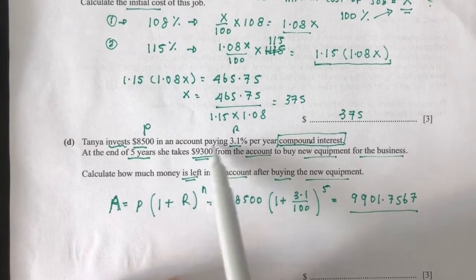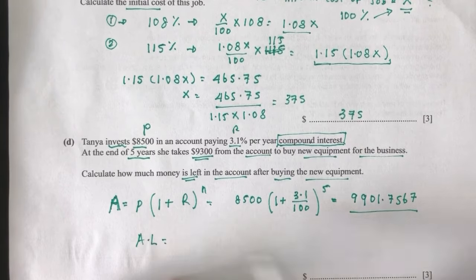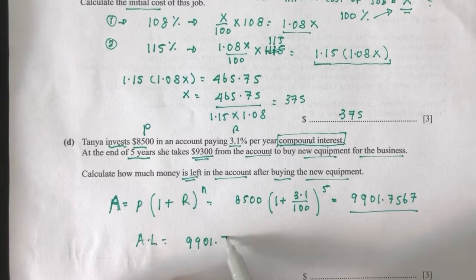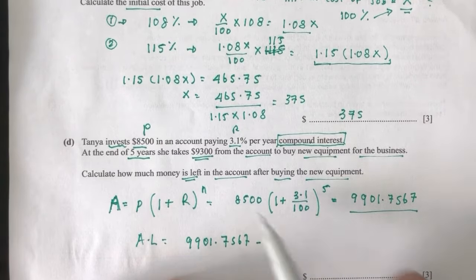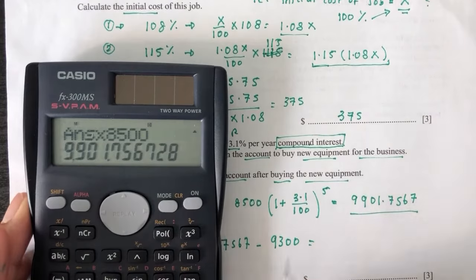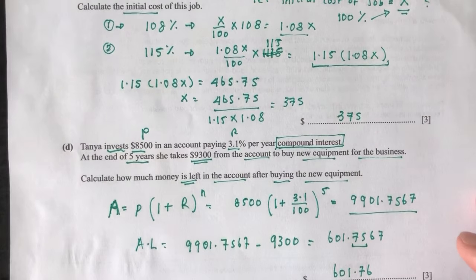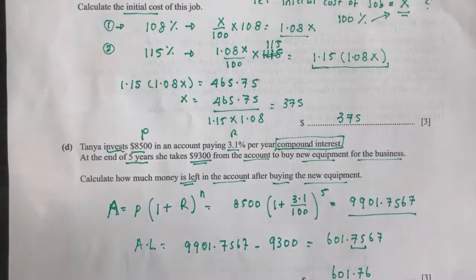Now you see she takes this much from the account to buy the new equipment. So how much is left? The amount left will be 9901.7567 minus 9,300. So let's do that. Here we have the answer already, minus 9,300. It will be 601.7567. So you always write to the nearest cent: 601.76 will be the amount left after buying the equipment. And that was question number 1.